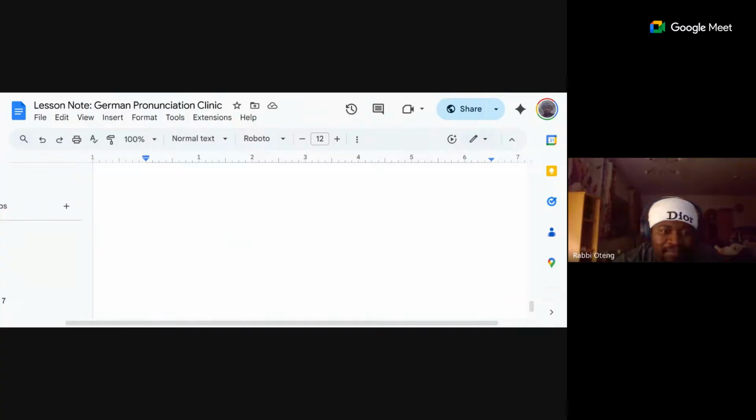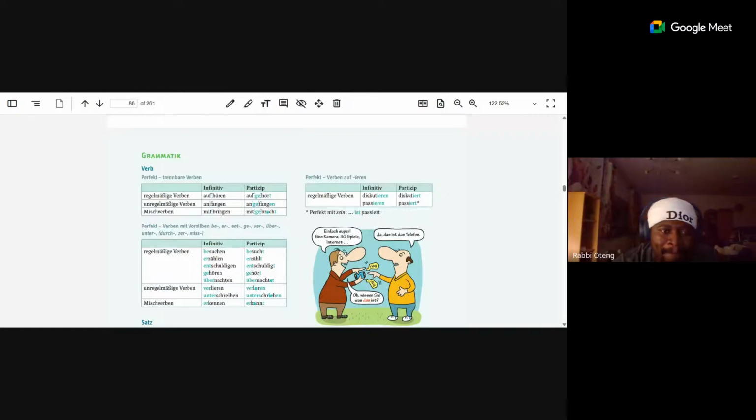Then here, verbs with inseparable prefixes. The inseparable prefixes are be, ge, ver, über, unter, durch. Zerstören means to destroy, and it is inseparable. Then missverstehen, to misunderstand. With these ones, the focus is always on the main verb.